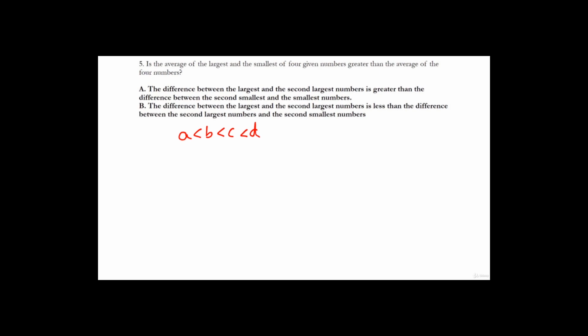Now, according to statement A, the difference between largest and second largest number is greater than the difference between second smallest and the smallest number. Now, what they are saying is D minus C is greater than B minus A. So when we take the variables to the other side, we get D plus A is greater than B plus C. Now we have to assign some values for A, B, C and D such that this condition is satisfied. So let us say A is equal to 1, B is equal to 2, C is equal to 3 and D is equal to 5.